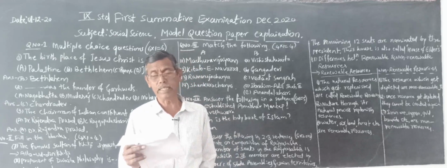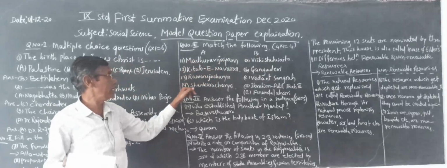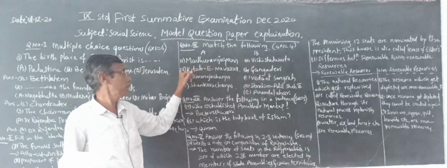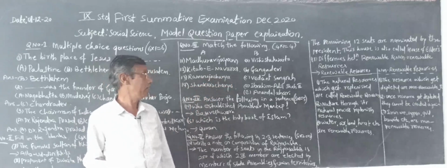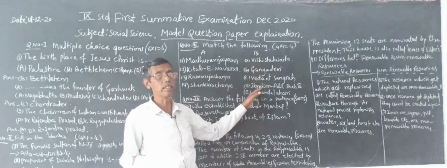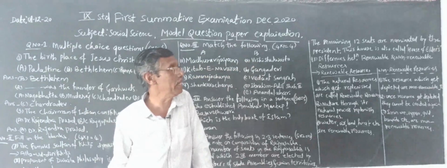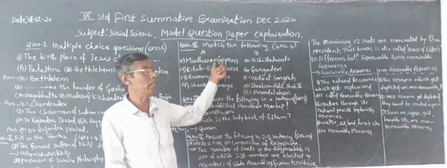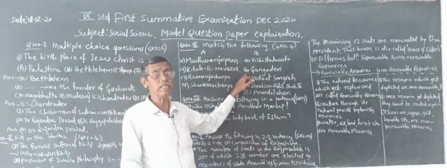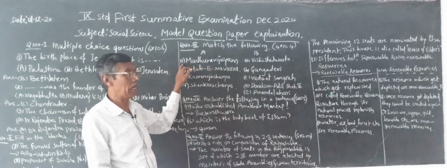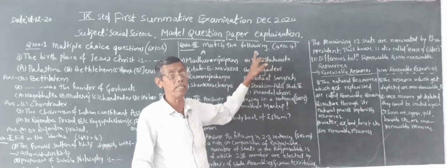Now question number 3, that is match the following. Here 2 parts are there, A part and B part. In A part you will see Madhura Vijayam, then Kitabi Navaras, then Ramanujacharya and Shankaracharya. And in the B part their works are given. Madhura Vijayam, you know, is a literary work. Who is the author? You have to think who wrote this Madhura Vijayam. Here the answer is B. Madhura Vijayam is written by Ganga Devi. So here you have to write Ganga Devi.